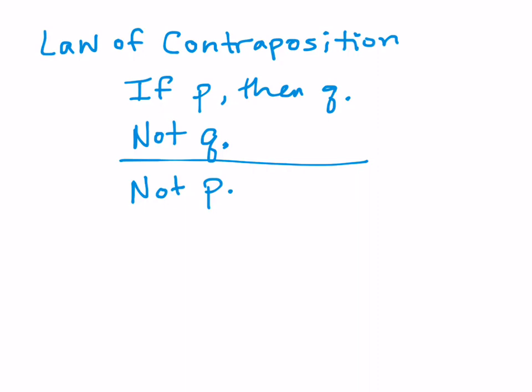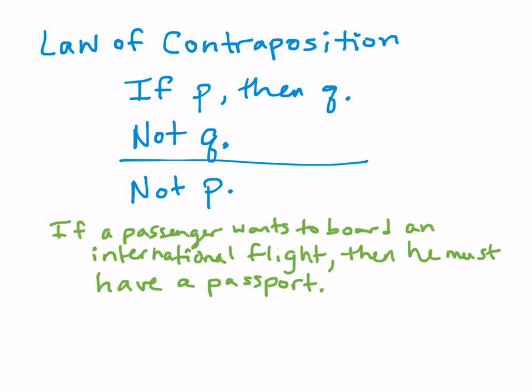So if you look at numbers 1 and 2 on the worksheet you just completed, both of those take this form if we do a little bit of rephrasing to get the sentences to look like if-then. All right, so if we look at number 1, the first premise is that passengers must have a passport to board an international flight. So if we rephrase that so that it's an if-then sentence, what we're really saying is if a passenger wants to board an international flight, then he must have a passport. So that's another way to rephrase that rule.